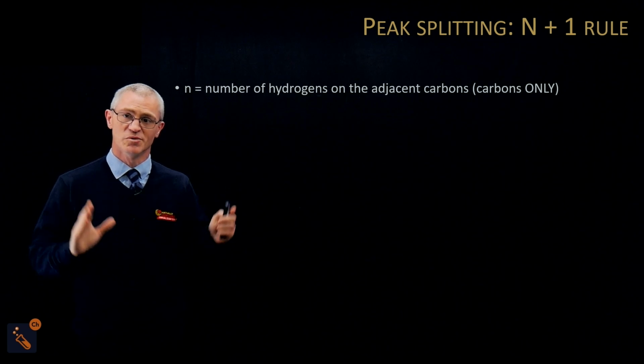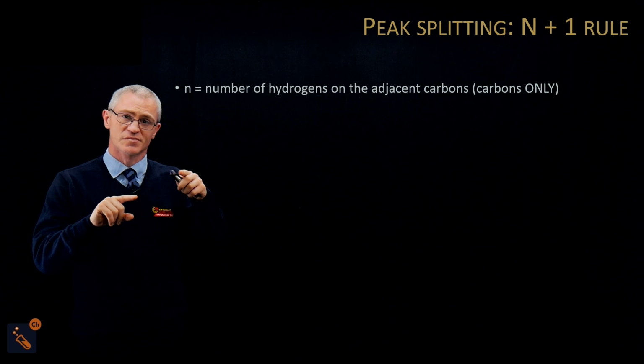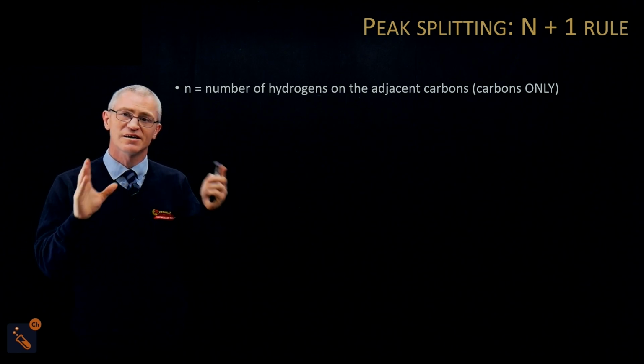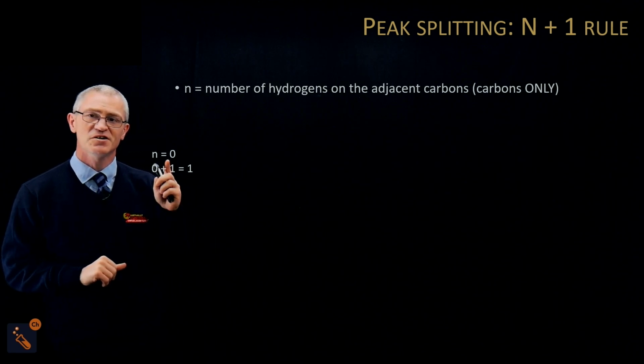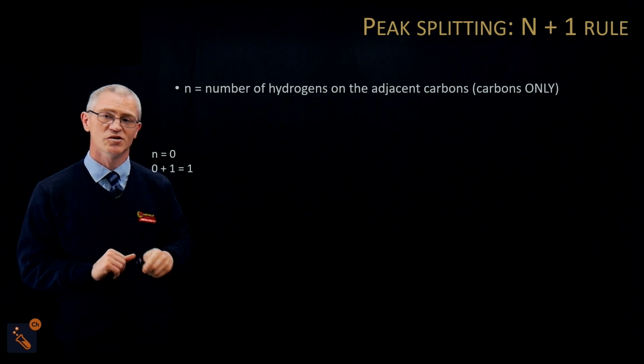So you're looking in your molecule at what carbons are around your hydrogens, not the carbon that the hydrogen is bonded to, but the carbons around that, and how many hydrogens are on those surrounding carbons. So if you find that it's 0, 0 plus 1, because of the n+1 rule, is equal to 1, which means you'll see one peak. And we call that a singlet.